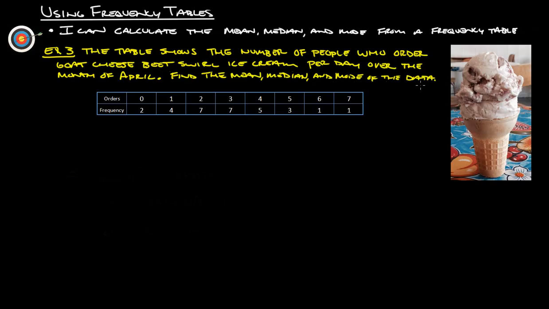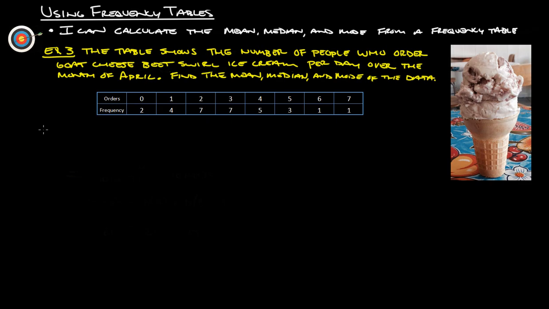So this is a little different than what we've been looking at before, because this not only gives you, say, on the first day somebody ordered 3, and the second day there was 5, the third day there was 1, so forth and so on. This gives you that there were 2 times nobody ordered goat cheese beet swirl ice cream, 4 different times there was 1 order, 7 different times there was 2, 7 different times there was 3, so forth and so on. Okay, so that's what a frequency table does.